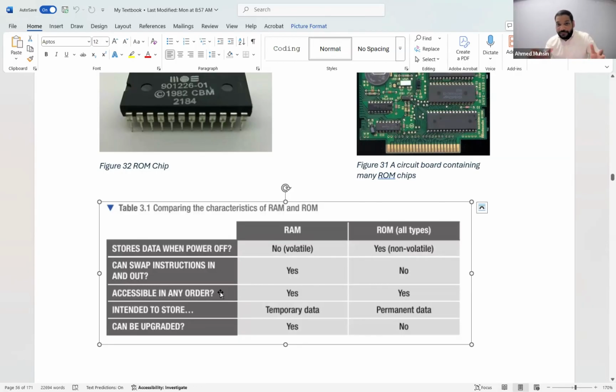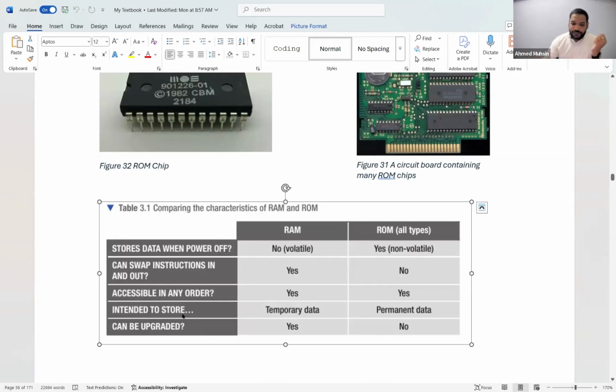Everybody okay with this? In the RAM, when you open a program, it's brought in. When you close the program, it's taken out. So there is swapping in the RAM. But in the ROM, there is no swapping. Are we good? Boys over there? Okay. Read the third one. Accessible in any order. Both of them you can access in any order.